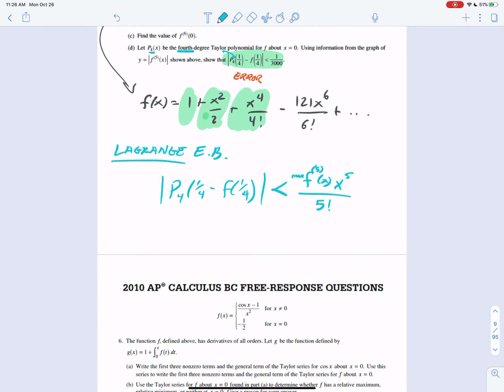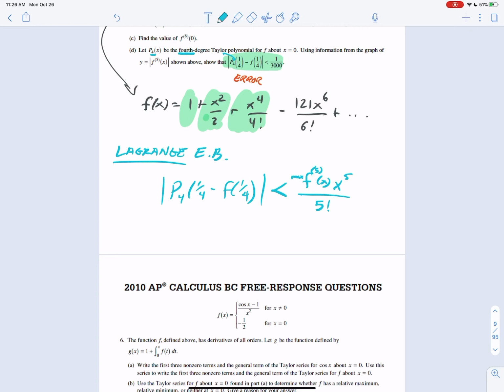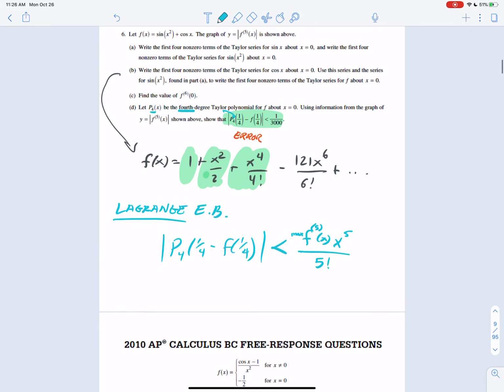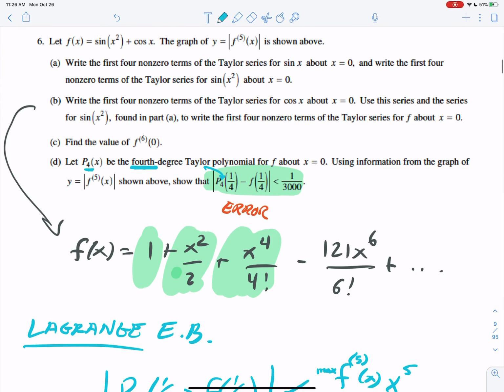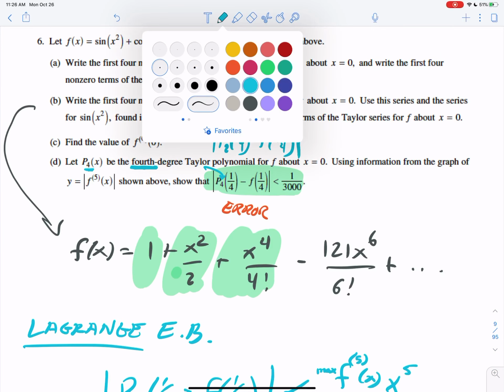Okay. So, again, let's say this was p sub 2 of 1/4 minus f of 1/4, okay? What would you use to determine the error? Pause here, think about it. If I said that this was p sub 2 of 1/4, what would your error be based on, okay? Press play whenever you're ready.